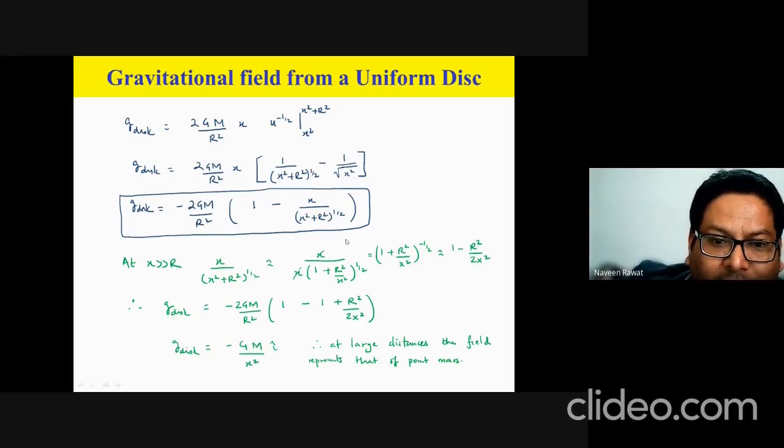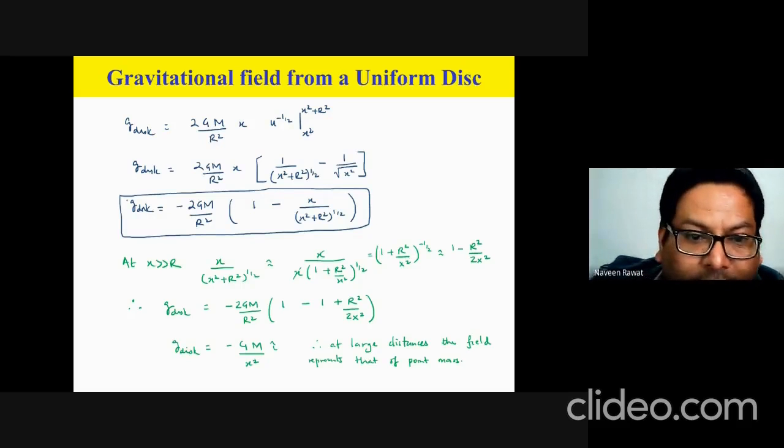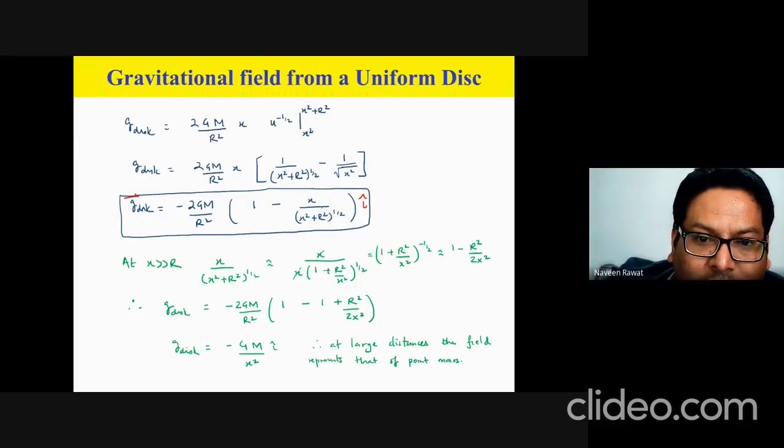Which is a rather lengthy one, and it is non-intuitive. We cannot tell by intuition that the g for a disk will be this factor, which will be minus 2GM by r square, and I have taken a minus sign so that our convention is followed, that it is an attractive force. And just to be correct, we can write this as g, and we can write this as i, so that we know which direction it is pointing. I have changed the values here, so I have taken a minus sign outside, so I get 1 minus x by x square plus r square raised to half.